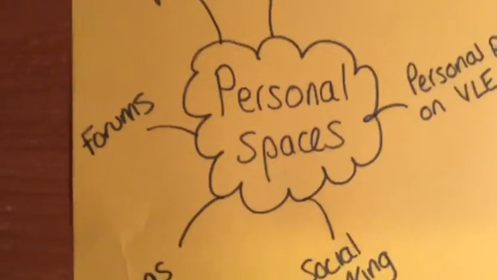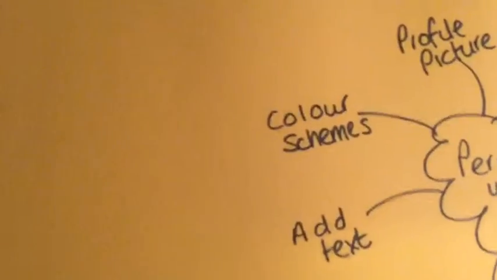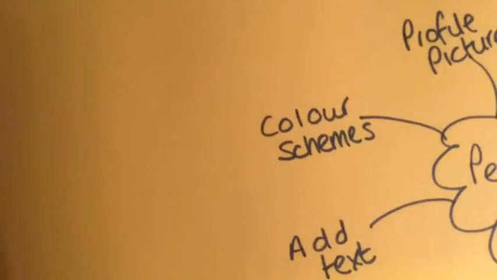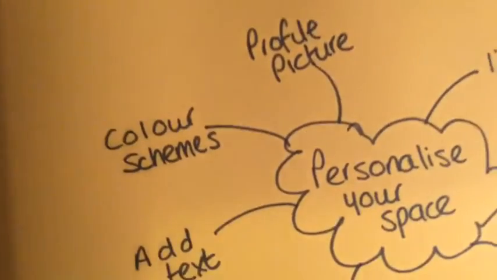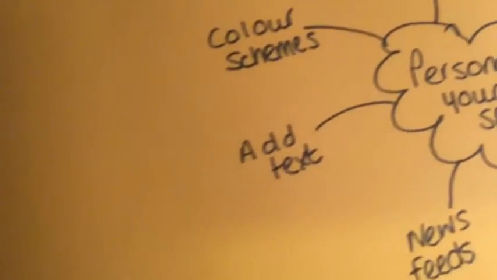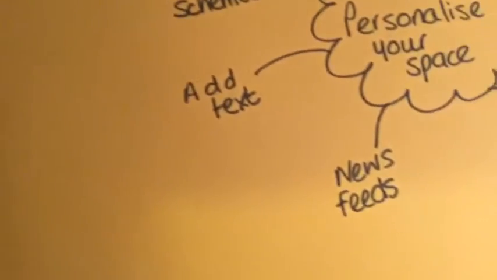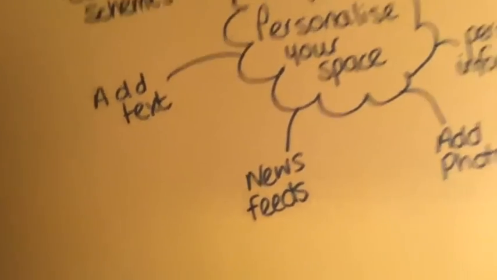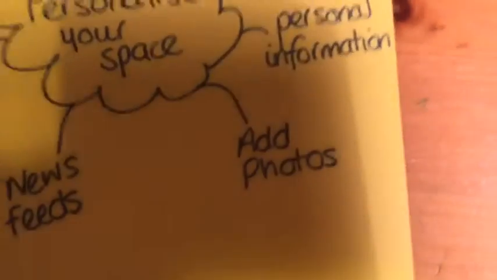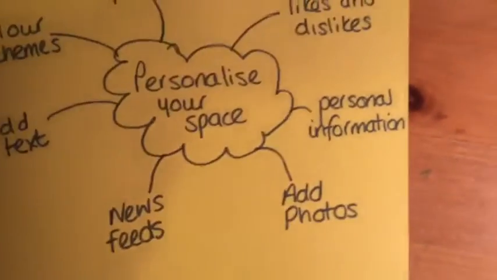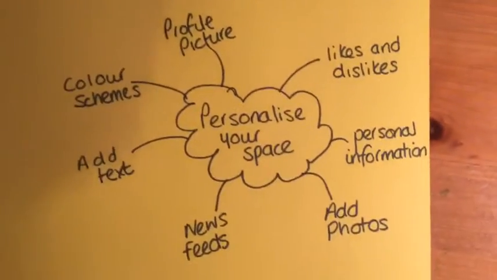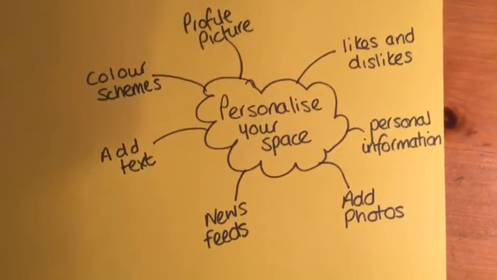Moving on to think about how you can personalise these personal spaces. You can personalise the colour scheme, so you can change the style and the colour of your page. You can change your profile picture. You can add text. You can subscribe to news feeds or change how it displays your feeds on your account. You can add photos, change or add your personal information, and change your likes and dislikes.